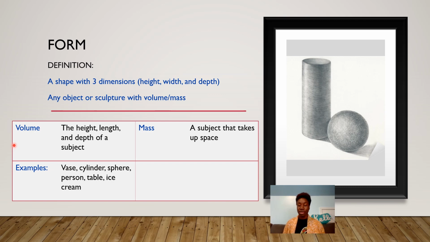You have the volume, which is the height, length, and depth of the subject. And then you have the mass, how heavy something is or how much space it takes up. In this image here, you see a cylinder and a sphere. So this is no longer a shape, it's no longer a rectangle, and this is no longer a circle. Because they added depth to it here when they put a hole in it, and they added roundness, this is now a form, and it casts a shadow. This is also a form as well because you can see that it's round.